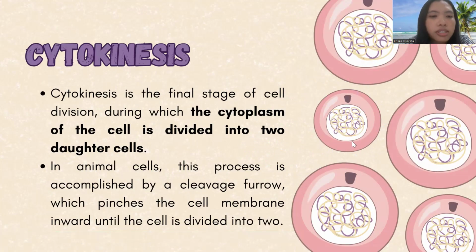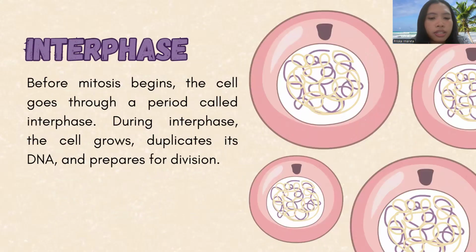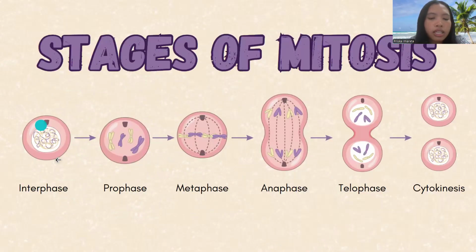So the point is, interphase is the preparation phase before mitosis begins. Then in prophase, chromatin condenses into chromosomes. In metaphase, chromosomes are aligned neatly in the equatorial plane of the cell. In anaphase, sister chromatids are pulled to opposite poles by the spindle. Then in telophase, the formation of two identical cell nuclei occurs. And the last is cytokinesis. The cytoplasm divides into two parts. Can you understand, guys?